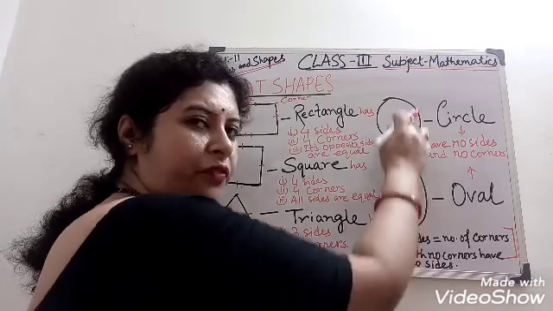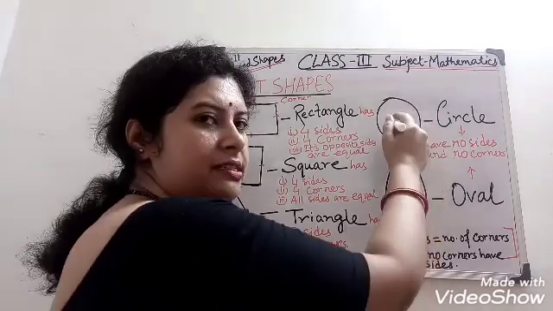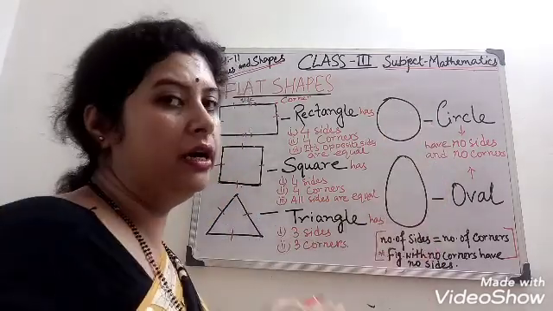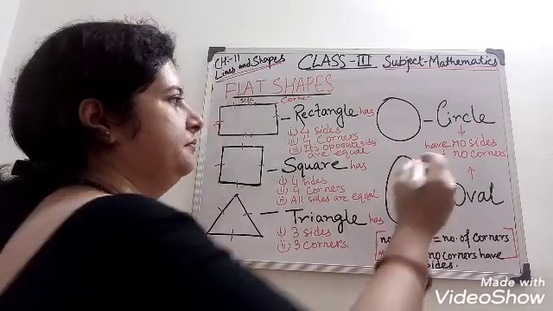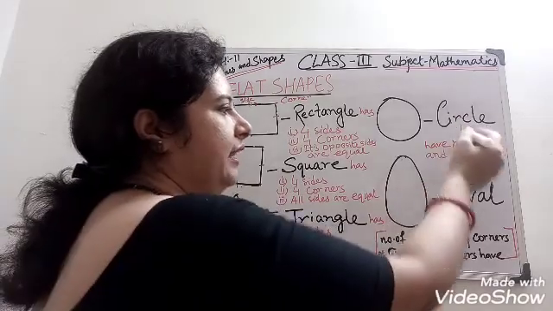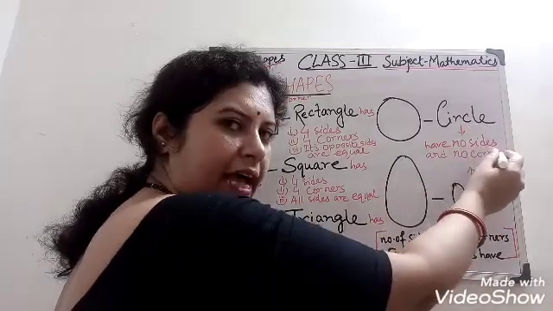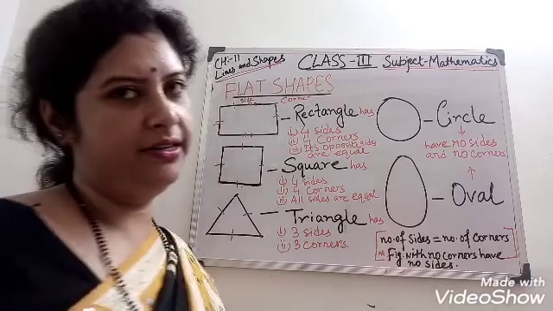Now come to circle and oval. Look at these two figures. These two figures have no corners. It means they have no side. Circle and oval have no side and no corners. Clear?